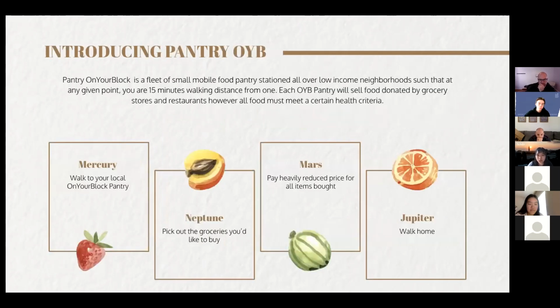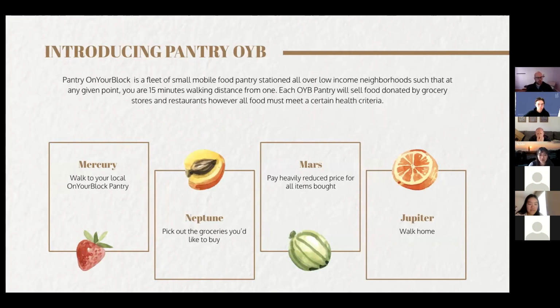Introducing Pantry on Your Block. Pantry on Your Block is a fleet of small mobile food pantries stationed all over low-income neighborhoods, such that at any given point, you are 15 minutes walking distance from one. Each On Your Block pantry will sell food donated by grocery stores and restaurants. However, all food must meet a certain health criteria, which I will explain a little later.